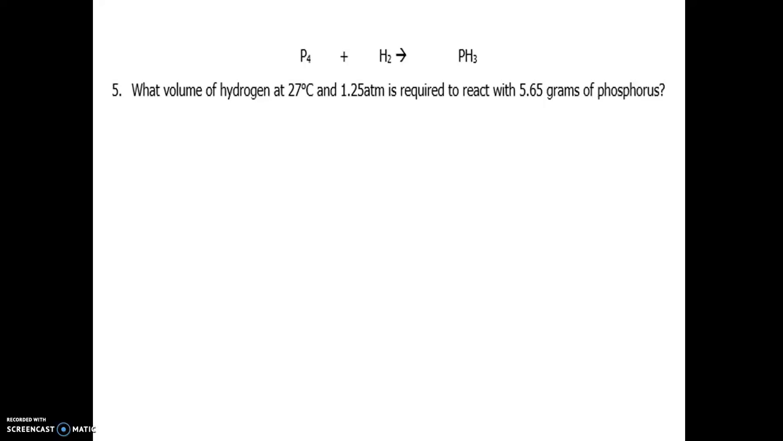And so to balance our reaction, we look at the phosphoruses, only 1. So let's put a 4 there. Now, after we add that 4, we have 12 hydrogens as our products. So we need 12 in our reactants.